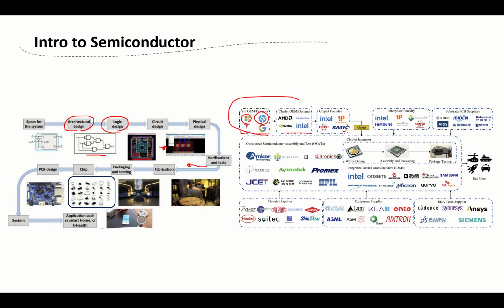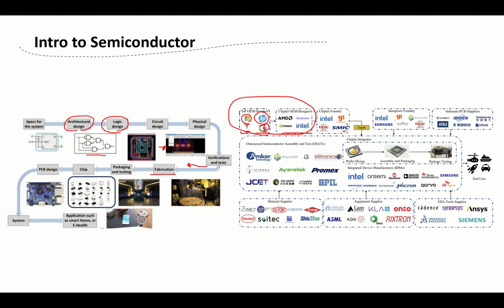Sometimes the company is the same. Tesla has their own fab and also designs their chips by themselves. Google has the same situation and will do the same thing now.